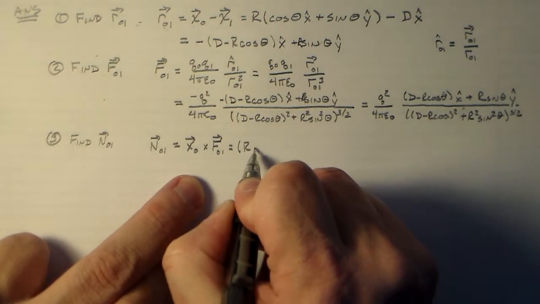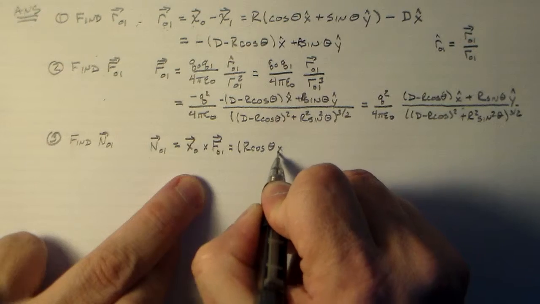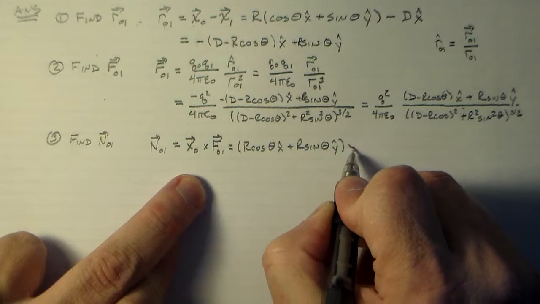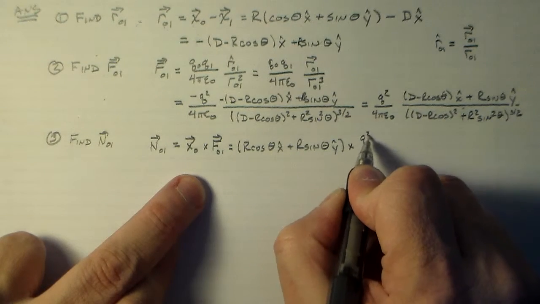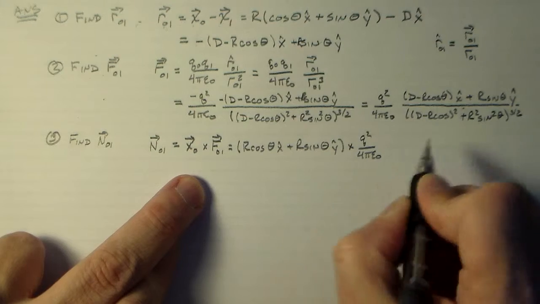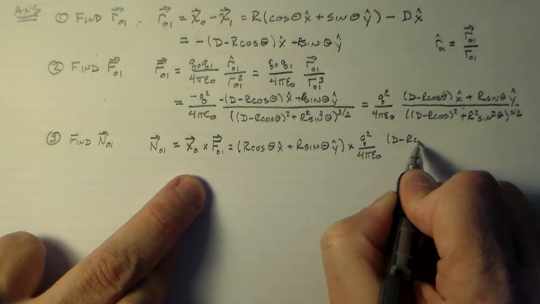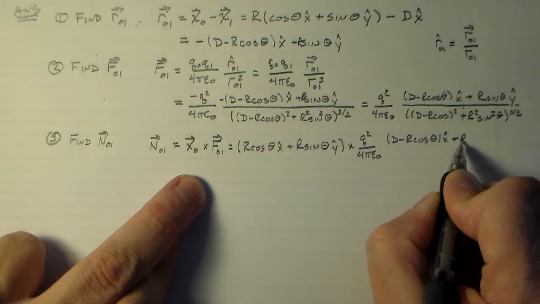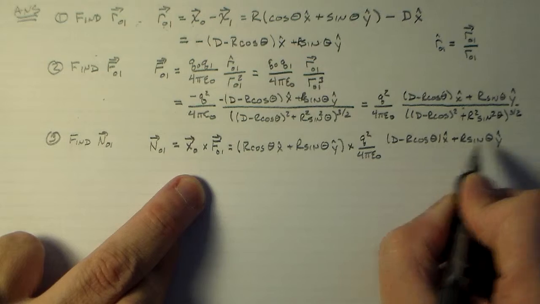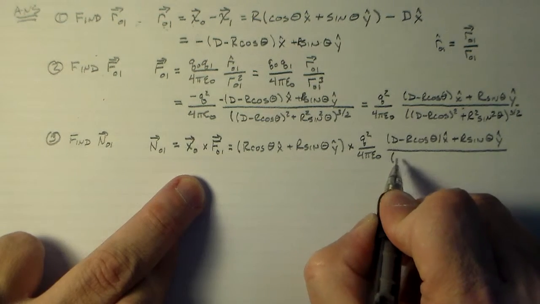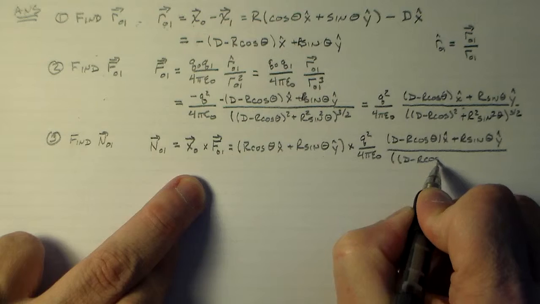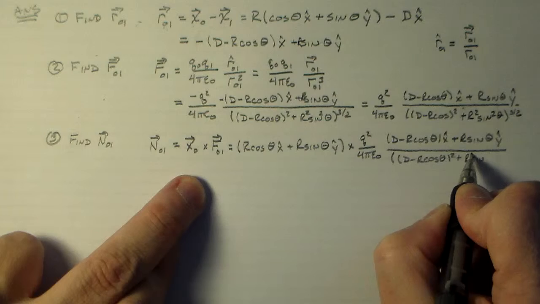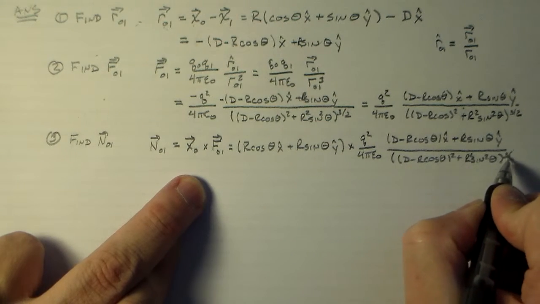So that just means we put this same old vector in here, r cosine theta x hat plus r sine theta y hat, cross this guy up here, which is q squared over 4 pi epsilon naught, d minus r cosine theta x hat plus r sine theta y hat, all over d minus r cosine theta squared plus r sine theta squared to the 3/2.